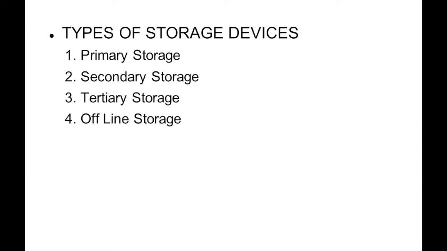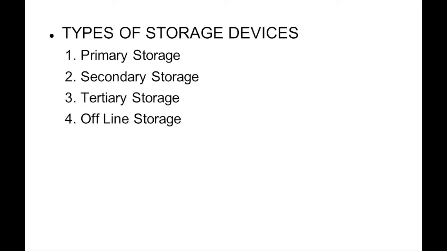First type is primary storage. It is also known as main memory or internal memory, often referred to simply as memory, is the one directly accessible to the CPU. The CPU continuously reads instructions stored there and executes them as required. Any data actively operated on is also stored there in a uniform manner.